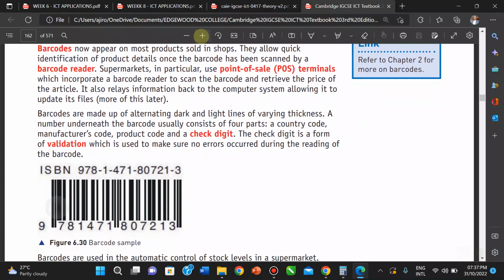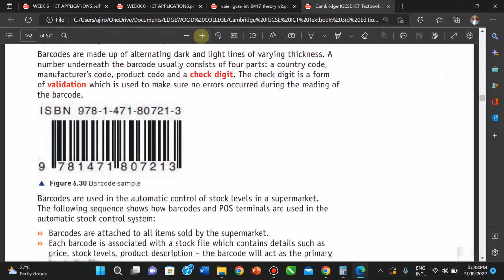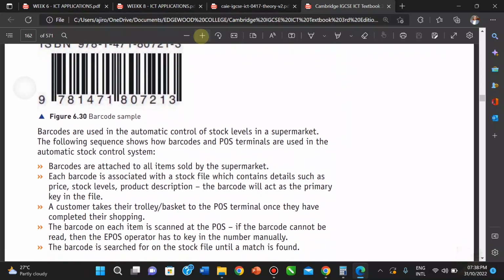Now, the barcodes are made up of what? Alternating dark and light lines of varied thickness. Okay, the number underneath the barcode usually consists of four parts. You can see there are four parts. There you see the country code, the manufacturing code, the product code, and a check digit. Okay, the check digit is a form of validation which is used to ensure that no error occurs during the reading of the barcodes.